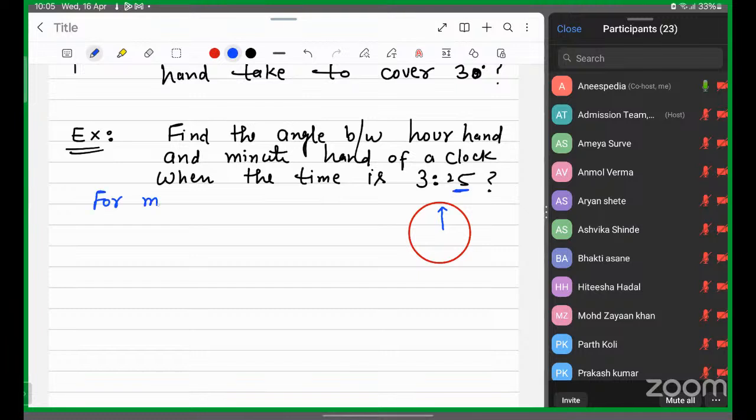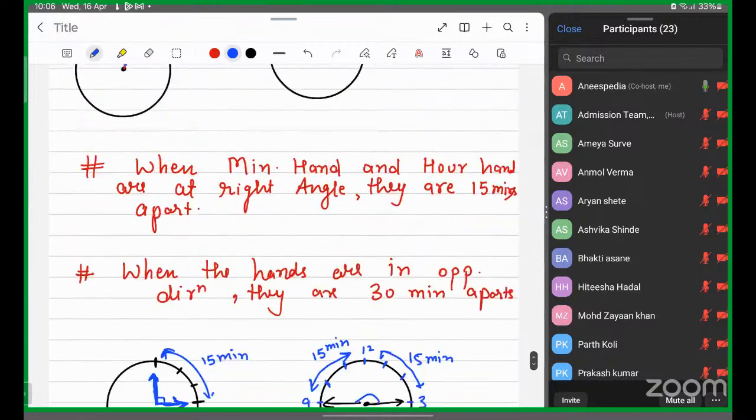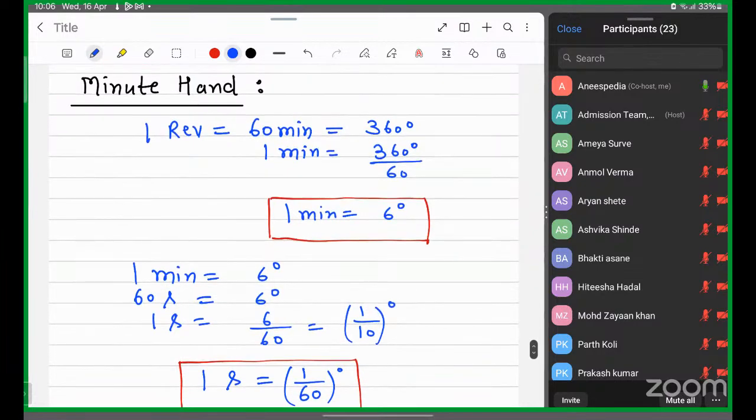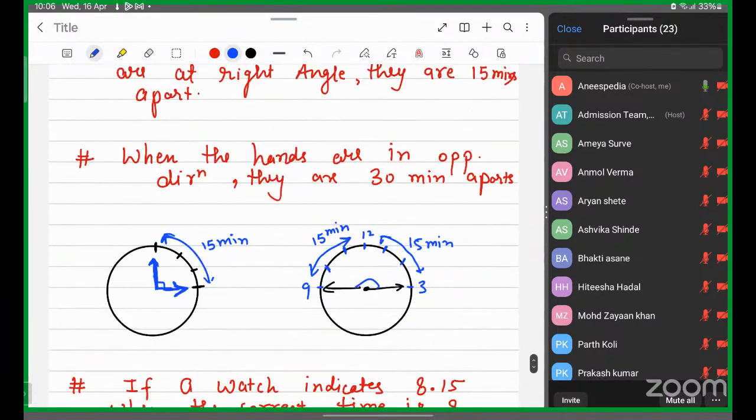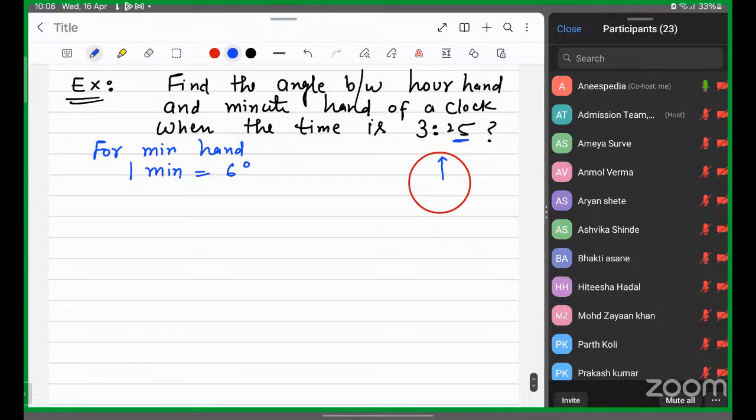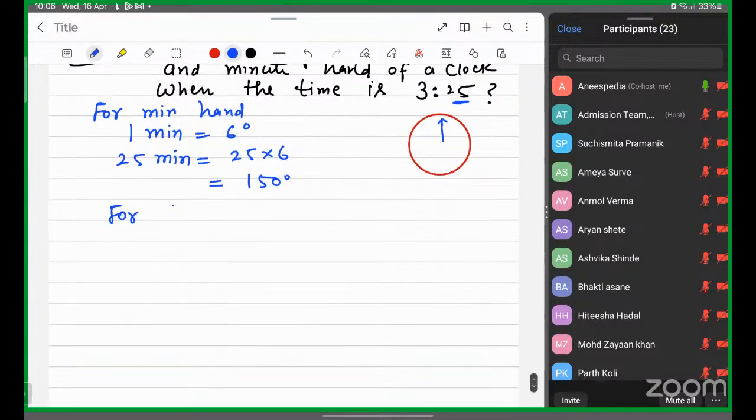For the minute hand, how much degree will it travel in 1 minute? This is the minute hand. In 1 minute, it travels 6 degrees. In 25 minutes, it will travel 25 into 6. That is how much? 150 degrees. 150. Now, for the hour hand.